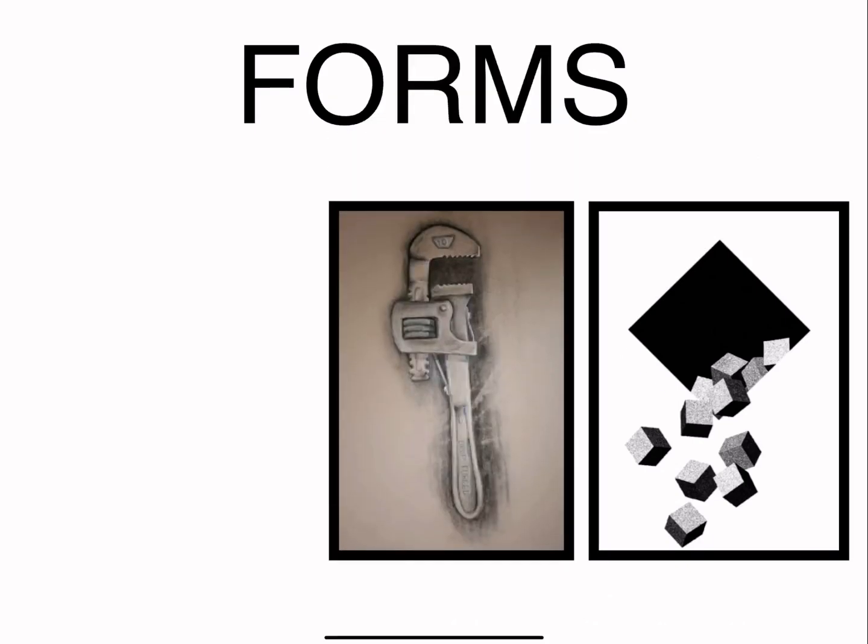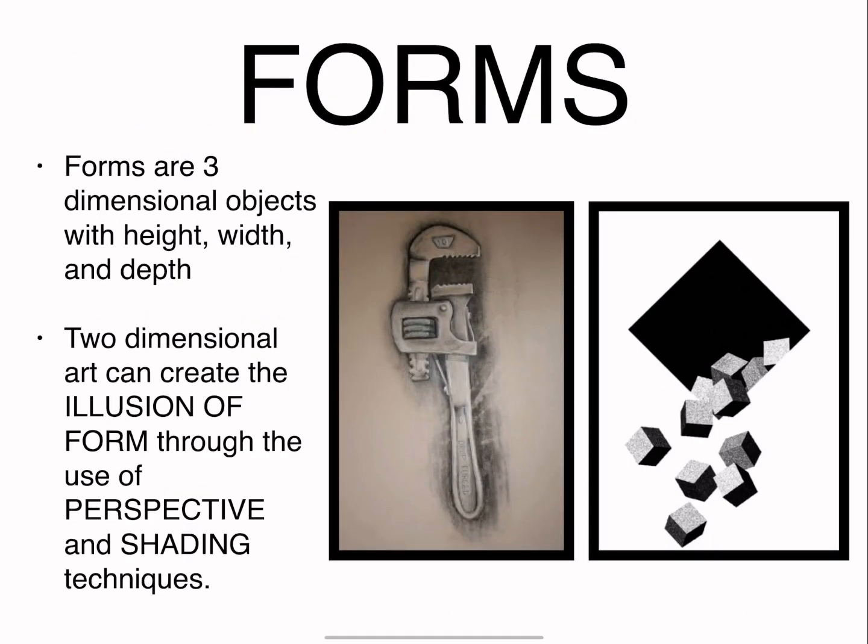Forms are the opposite of shapes. Forms are three-dimensional. They have height, width, and depth. Now you can create the illusion of forms on a two-dimensional surface through the use of perspective and shading and using that full range of values that we previously talked about. So here on this wrench, it looks 3D because we have the darkest blacks and the lightest lights.